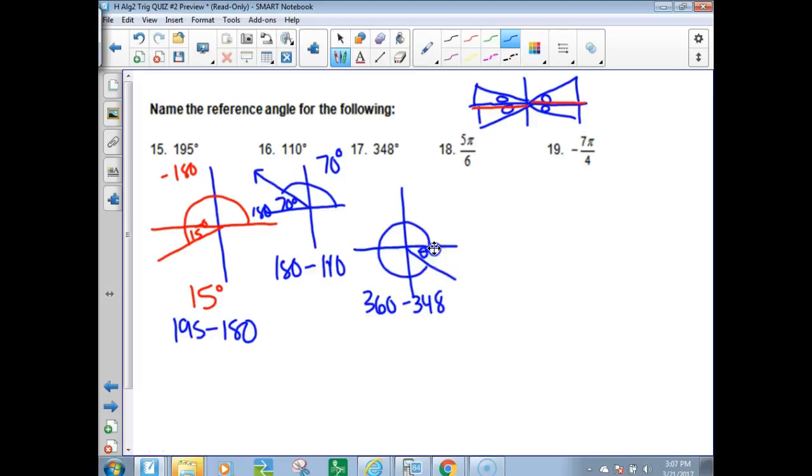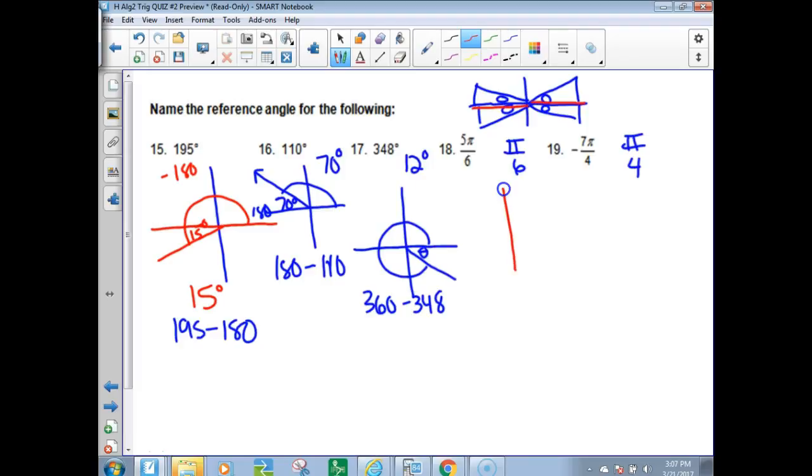All right, so what's this one? Okay, 5 pi over 6, the reference angle is pi over 6. And this one's pi over 4. Now, I bet you did it with converting, right? You got to go back to the original form. If you give me degrees on your paper, it's going to be wrong.